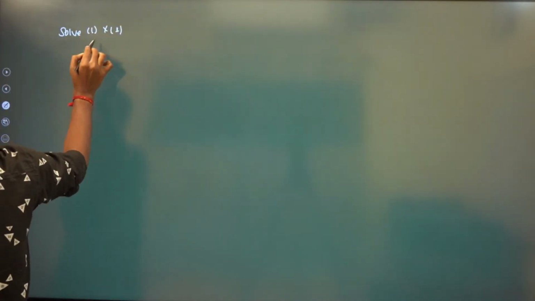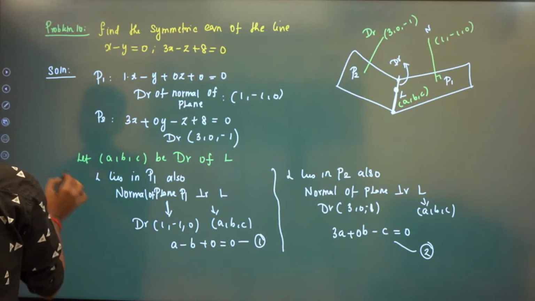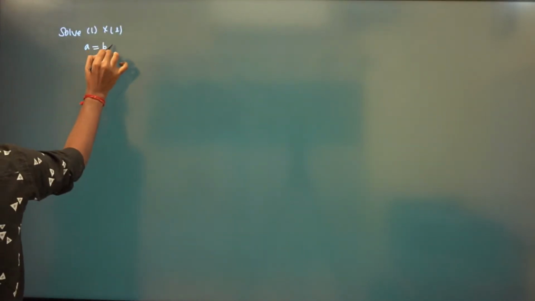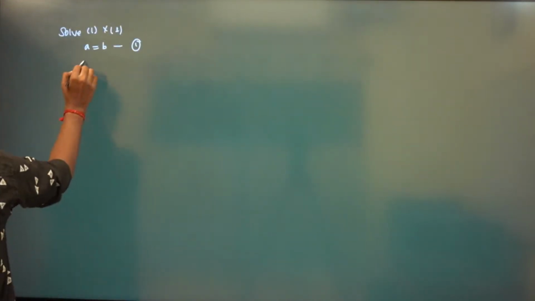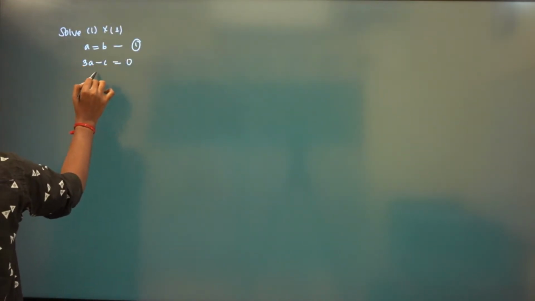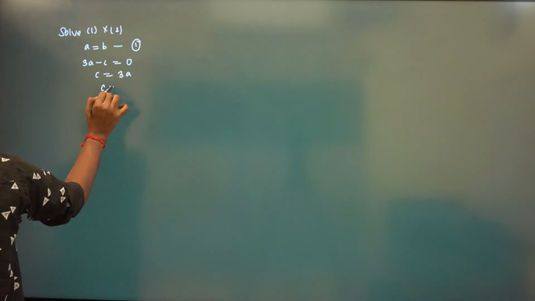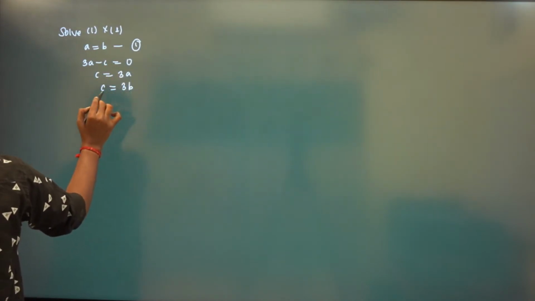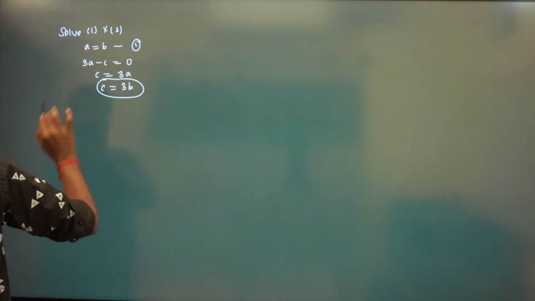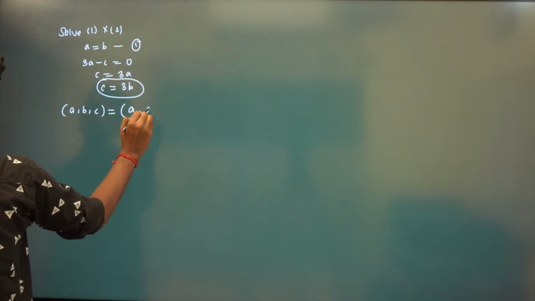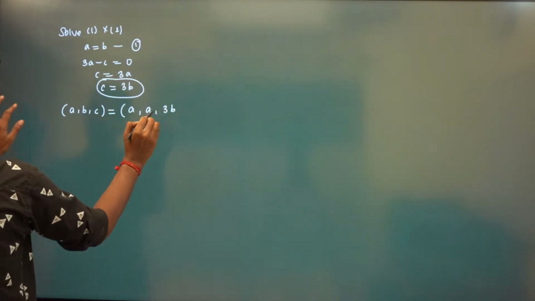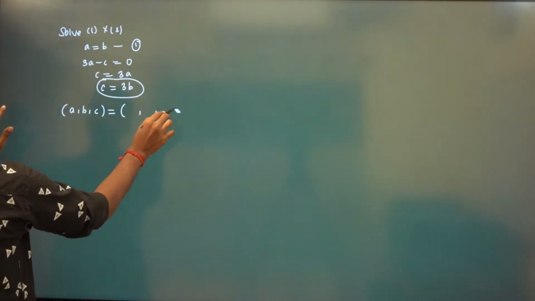So you can either do it by the cross multiplication method, or you can easily see here that A is equal to B from equation 1. And here we have 3A minus C is 0. So that means C is 3 times A. So C is 3 times B, right? So we will write everything in terms of B. So A comma B comma C, the direction ratio, is B comma B comma 3B.